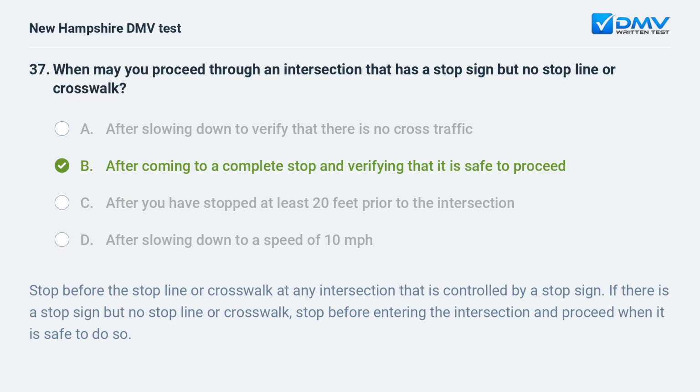B. After coming to a complete stop and verifying that it is safe to proceed. Stop before the stop line or crosswalk at any intersection that is controlled by a stop sign. If there is a stop sign but no stop line or crosswalk, stop before entering the intersection and proceed when it is safe to do so.